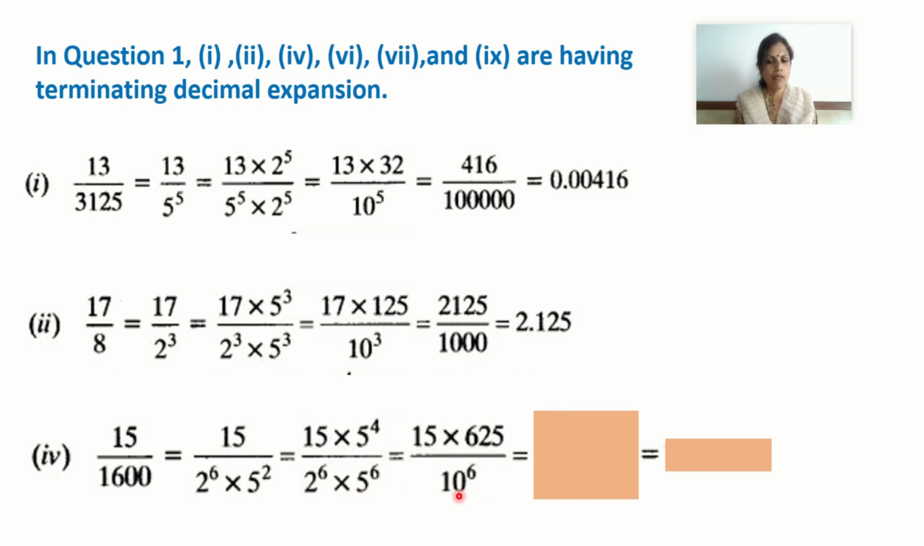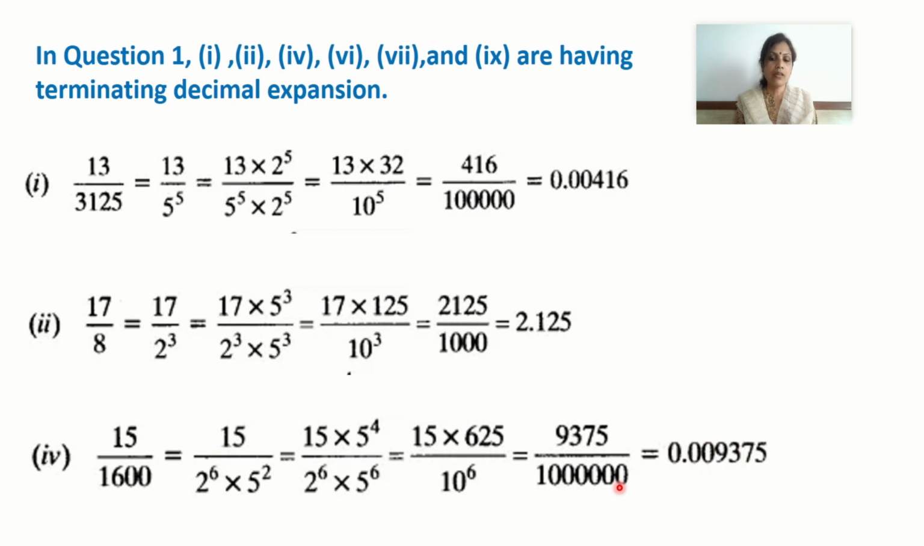15 into 625 is 9375, and 10 raised to 6 means you have to give 6 zeros after 1, and accordingly put the decimal point to the number which is there at the numerator. So it is 0.009375. So make sure that in the denominator you write the number in terms of 10 and its power, then it is easy for you to write the decimal expansion.